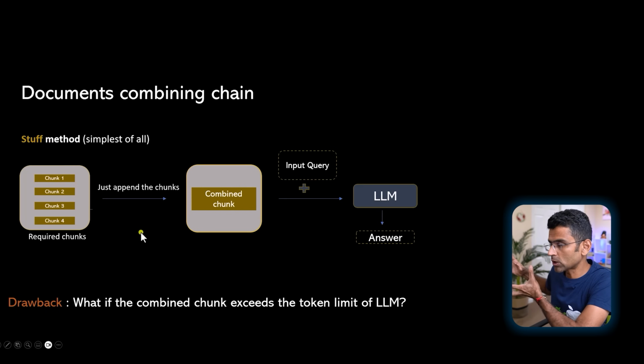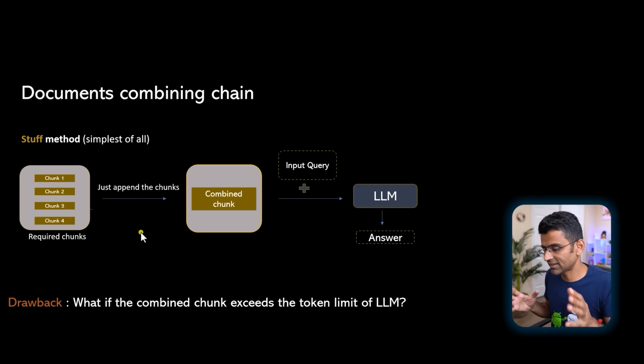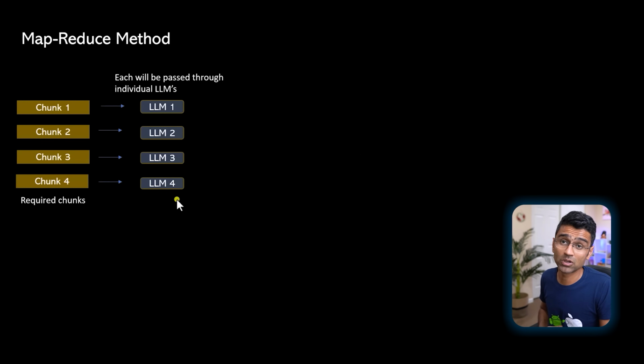So you're getting all the similar looking chunks from your vector database. Then you're forming a prompt. And when you give all these chunks together, it may cross that LLM token limit. So that is a drawback of this method. If you know that chunks will not cross the LLM token limit, then it's fine. The stuff method will still work. It is the simplest of all. But the better method, especially when the combined chunk size is bigger, is map reduce.